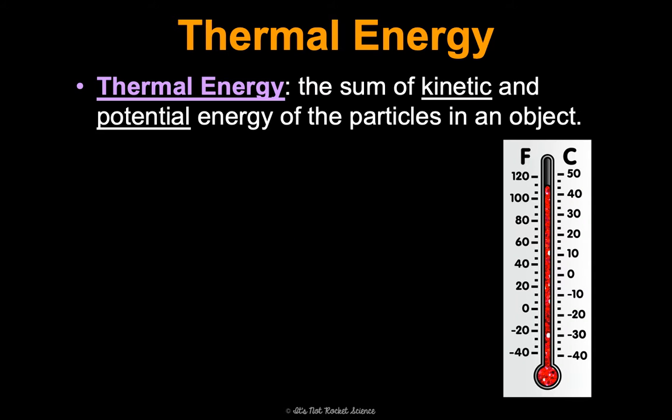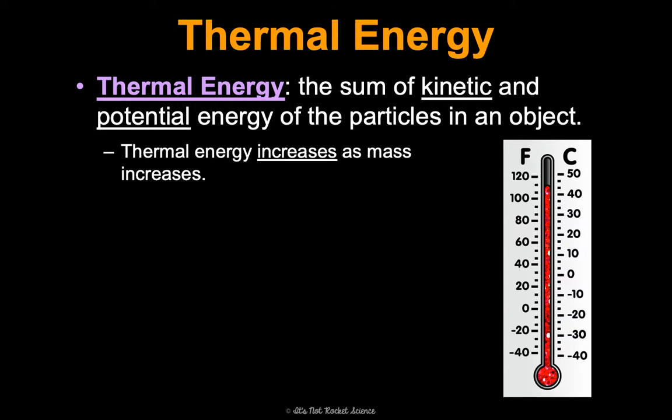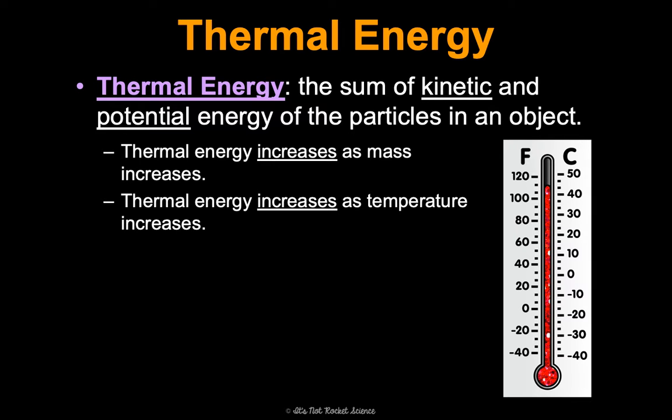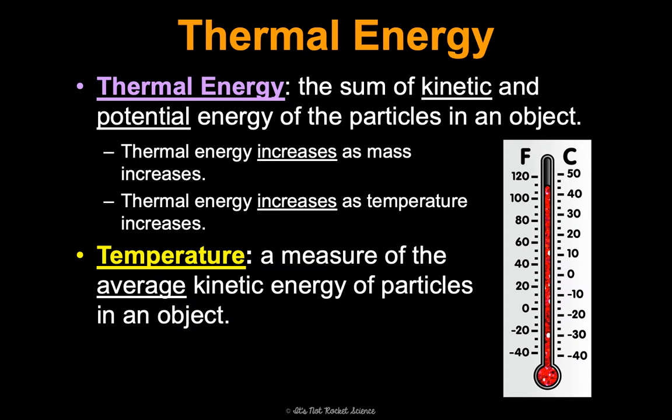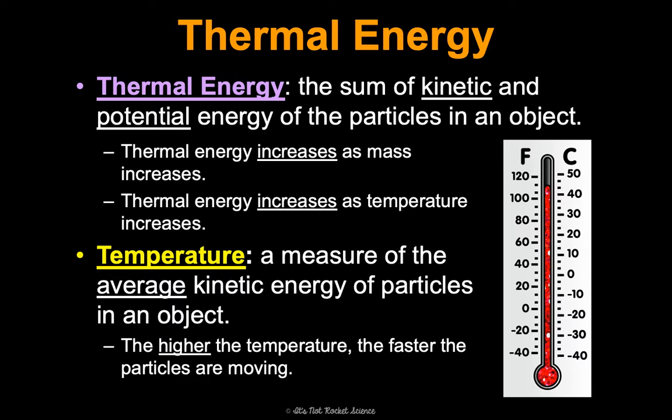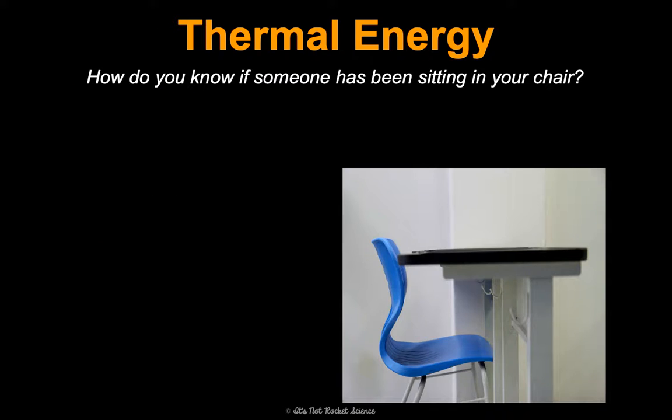All right, so thermal energy is the sum of kinetic and potential energy of the particles in an object. So thermal energy will increase as your mass increases, and your thermal energy will increase as temperature increases. Temperature, however, is a measure of the average kinetic energy of particles in an object. This means that the higher the temperature, the faster the particles are moving. So thermal energy is different from temperature, so make sure you know the distinction.